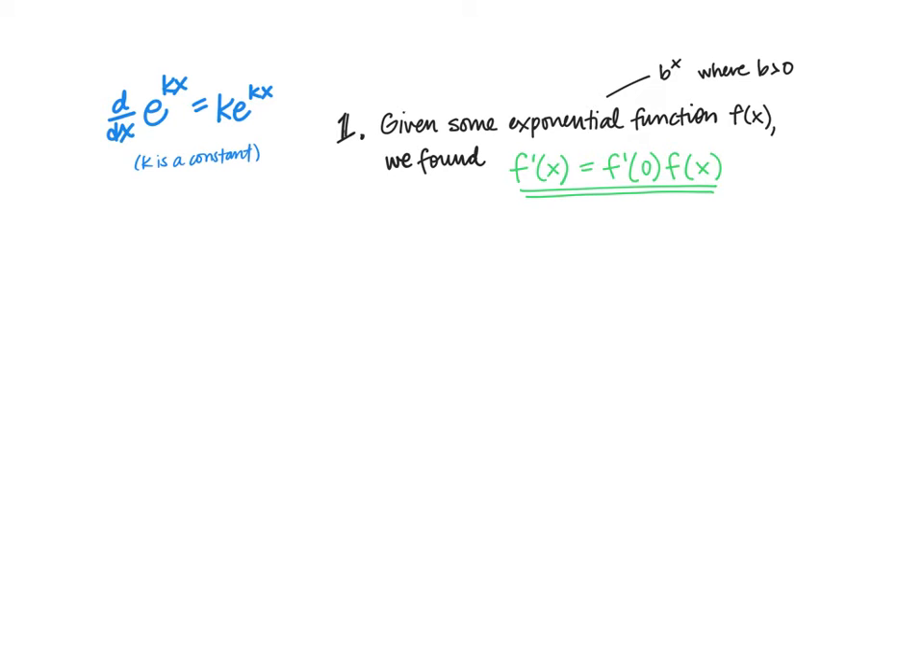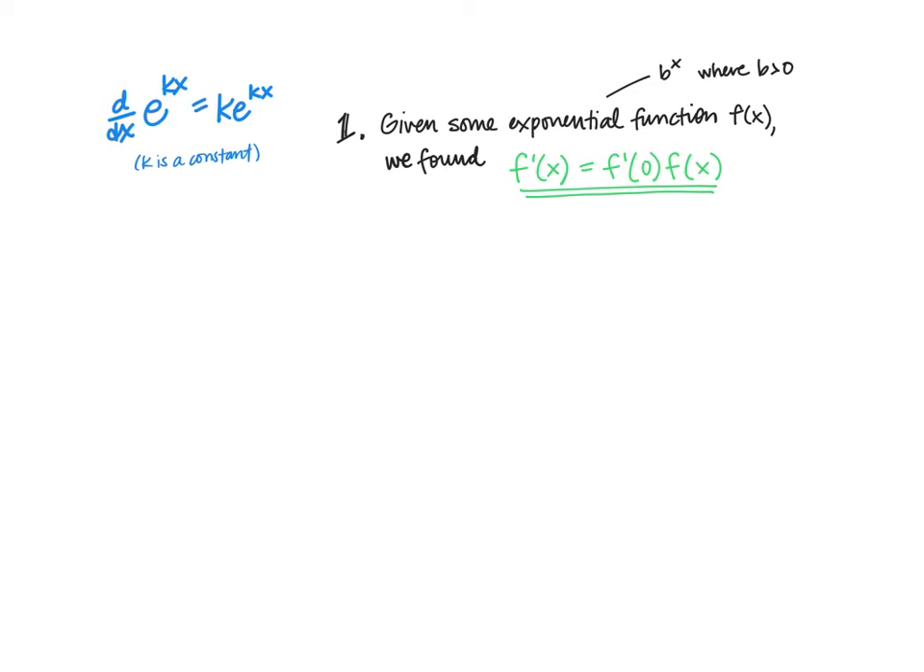Now, we looked at 3 explicit examples of b to the x. We looked at 2 to the x, we looked at 3 to the x, we looked at 10 to the x, and for each of those, they had a different value for the derivative at 0. For 2 to the x, it was about 0.69 and change. For 3 to the x, it was about 1.09 and change. And for 10 to the x, it was about 2.3. You can imagine as the base of the exponential function gets larger and larger, this value of the derivative at 0 is also going to increase.